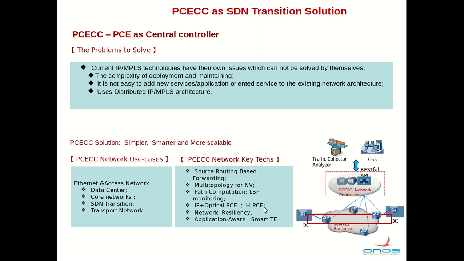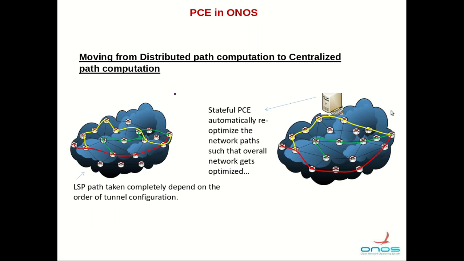For network resilience, it is very good: when any network change happens, it can detect it and recompute. It's also more application aware, and it's smart TE, where applications can be intelligent enough to monitor and optimize your network. So in this project we have developed two cases, PCE as well as PCCC.